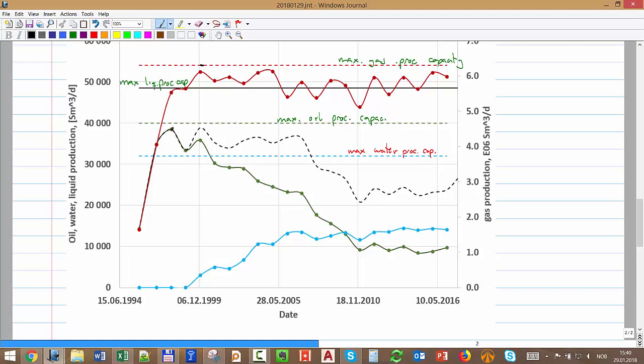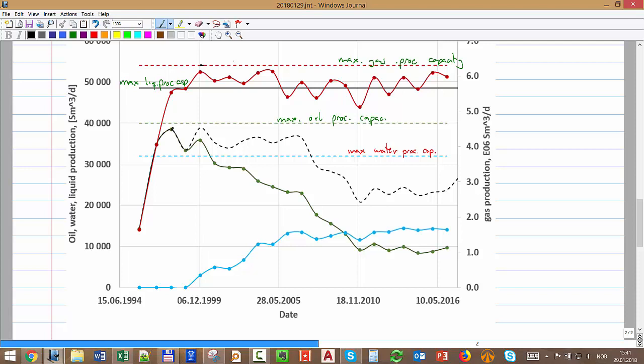But at some point the gas reached the capacity limit, and then I cannot produce any more oil. I cannot continue the plateau because I will produce more and more gas with time, and I have already reached my gas processing capacity. So the only option is to choke back my wells and decline the production. That's just an assumption, I'm not saying it's true or not, but that's how it typically looks. All of you see it?